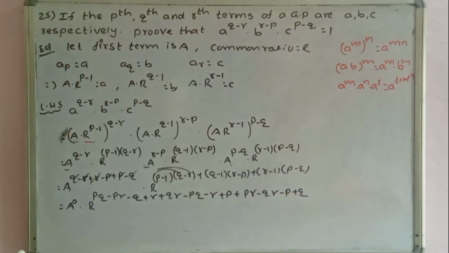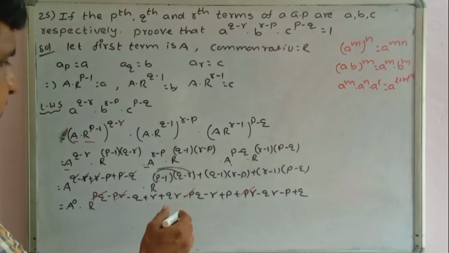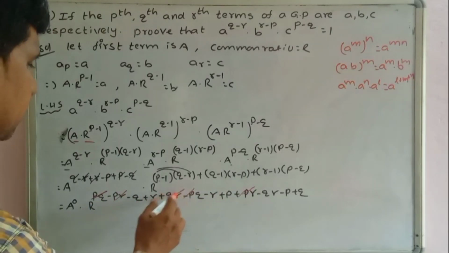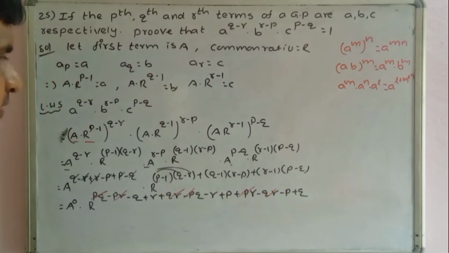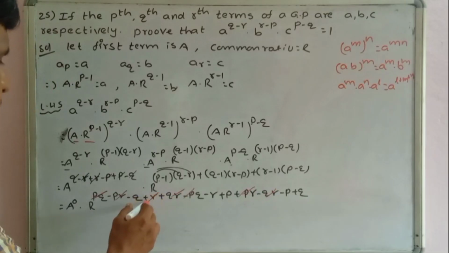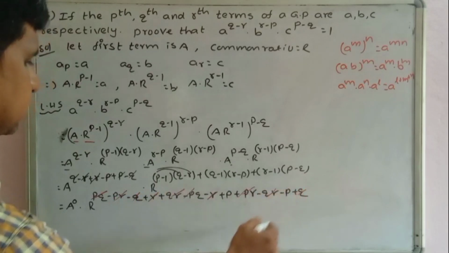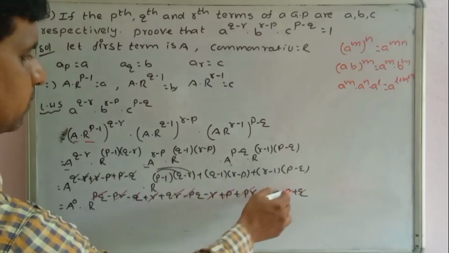See now, here positive PQ, negative PQ get cancelled. Next, negative PQ, positive PQ get cancelled. Still see once, QR get cancelled. Next one, positive or negative R get cancelled. Negative Q, positive Q cancelled. Positive P, negative P cancelled.